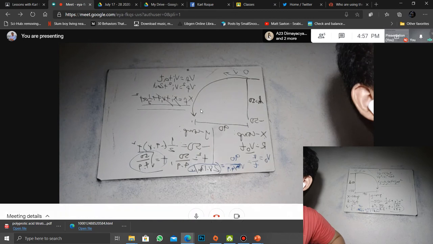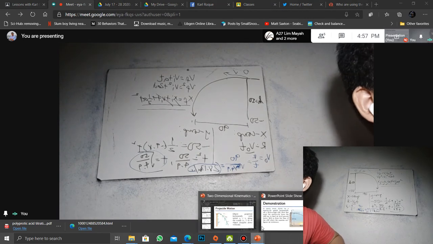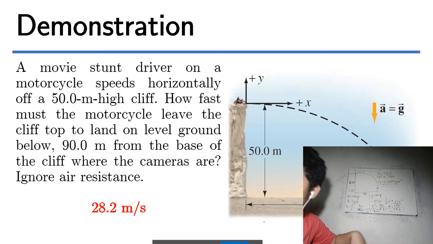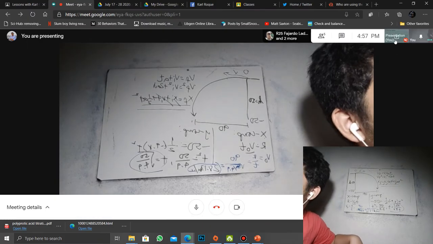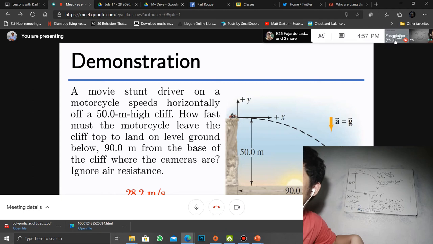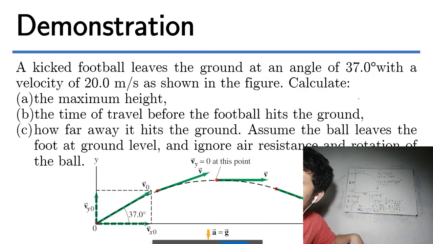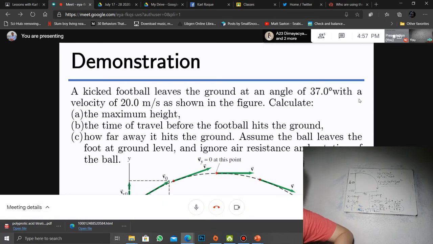Ayan. Pakisabi na lang if meron kayong tanong, no? See? Galing, no? Yan lang. You don't have to memorize. Concept lang, concept, no? Okay, before I move on, meron bang tanong? Sige.